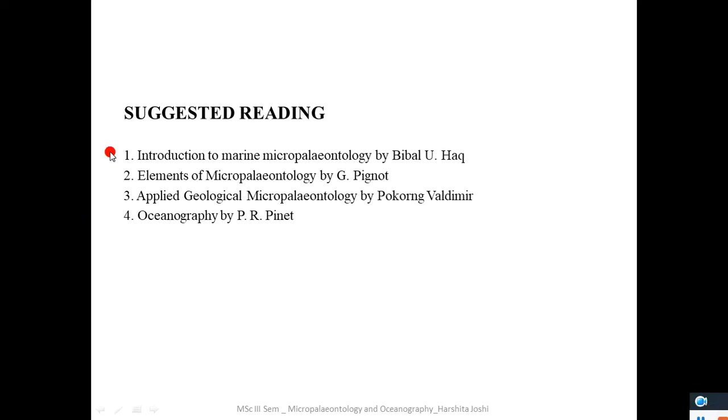There are various books that are suggested to you for understanding marine micropaleontology. You have to refer to Bilal ul Haq's book. I will provide you with the soft copy. Then Elements of Micropaleontology by Pignot, I will provide you with all these. Applied Geological Micropaleontology and Oceanography by Pinnet. I have already uploaded Oceanography by Pinnet for you, so kindly download it. We will use this book.